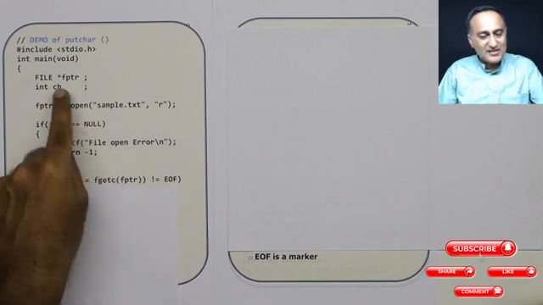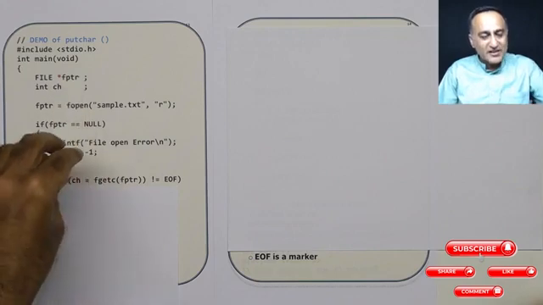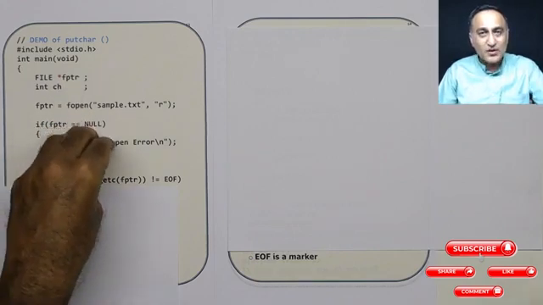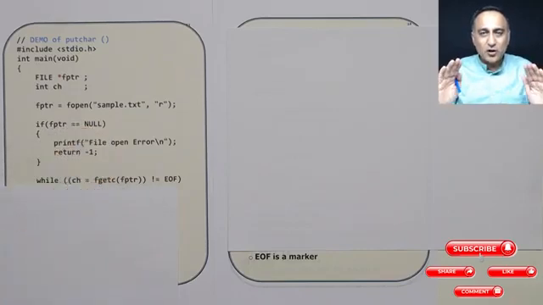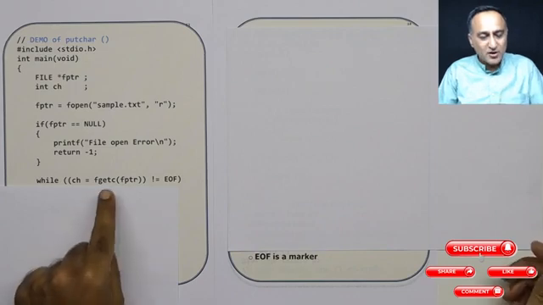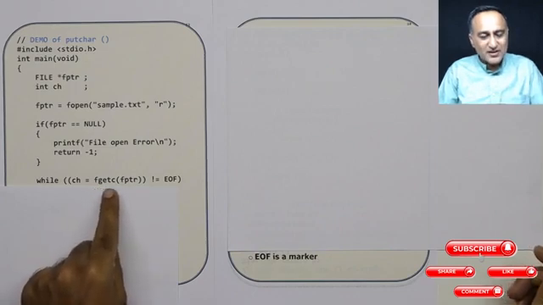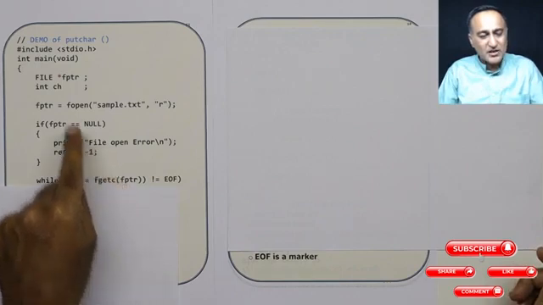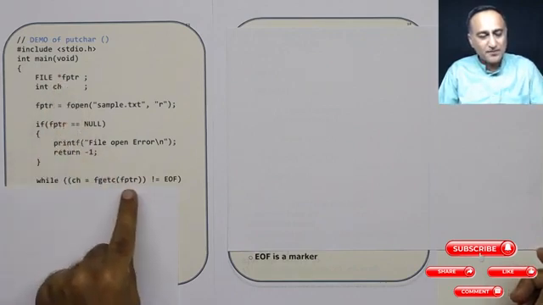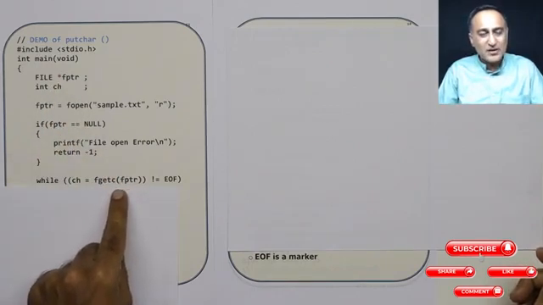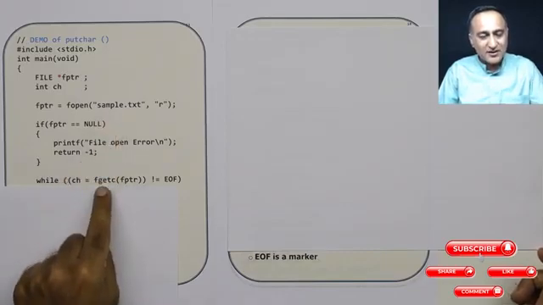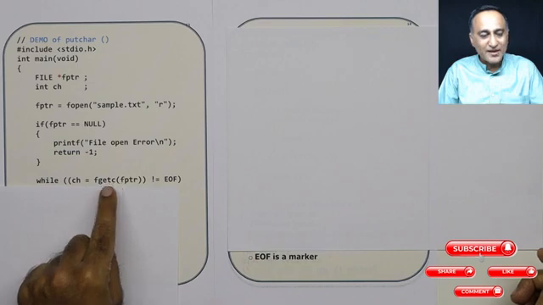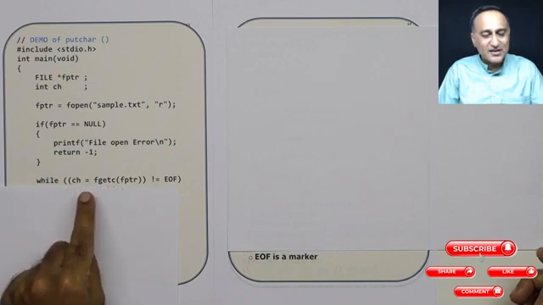fptr is this particular file pointer which links your program with the actual file on the disk. So fptr hides all the complications that you need to deal with while working with files. This function fgetc has only one parameter, which happens to be this file pointer. What fgetc will do is read the first character from this particular file and assign it to ch.